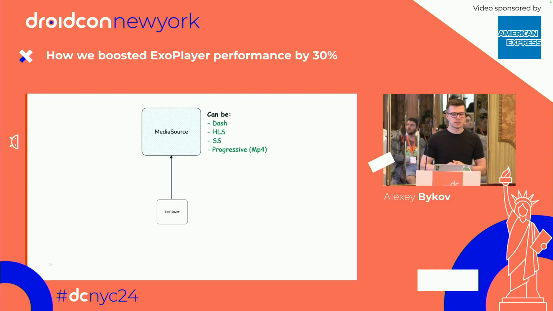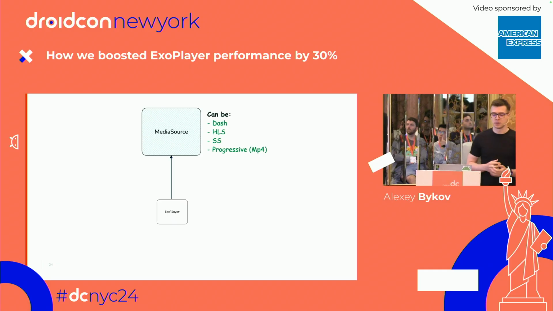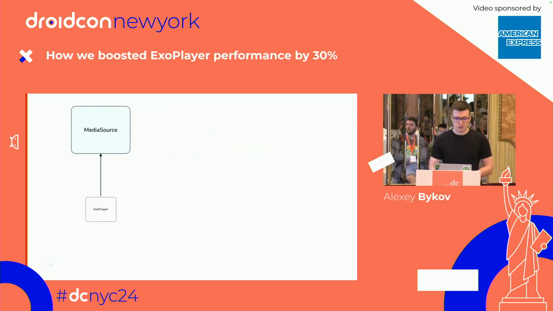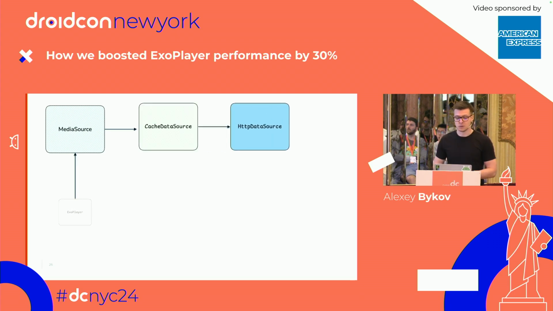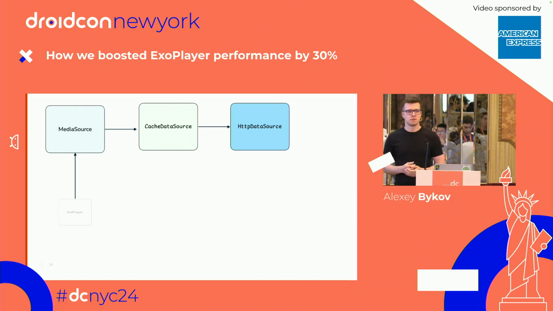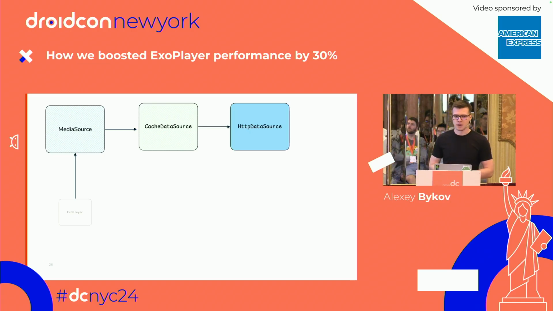For example, it could be dash media source, HLS media source, or smooth streaming. It also can be progressive, just for pure MP4 playbacks. And media source has to communicate with something to download data, for example, HTTP data source. But of course, it's not always pragmatic to load data from network if we have data in cache. So there is a cache data source that's going to use HTTP data source only in the case of cache miss.